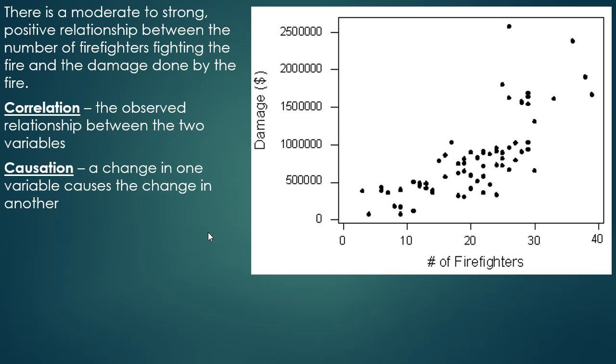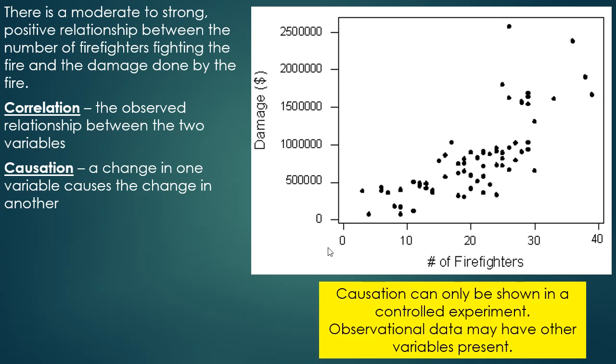But that doesn't mean there's a causation. That doesn't mean that if we increase the number of fires, then we're going to get more damage. If that was the case, then the fire brigade could say, well, actually, we don't want very much damage being done, so at the next fire, we're going to send just a very small number of firefighters. So causation can only be shown in a controlled experiment.